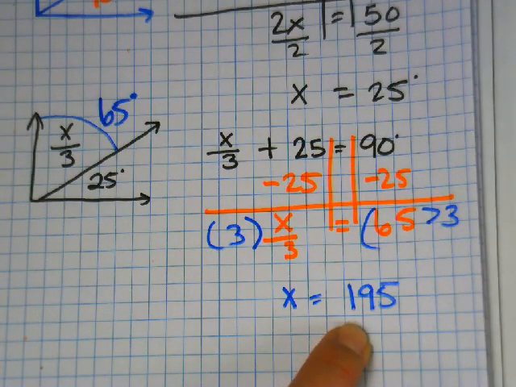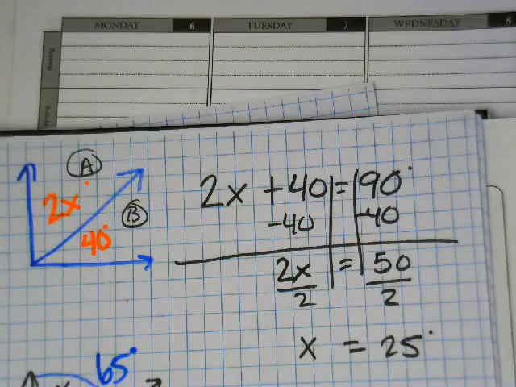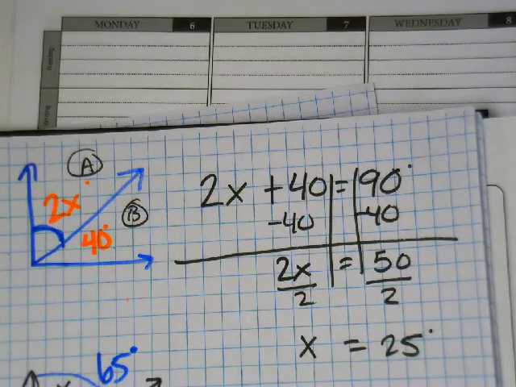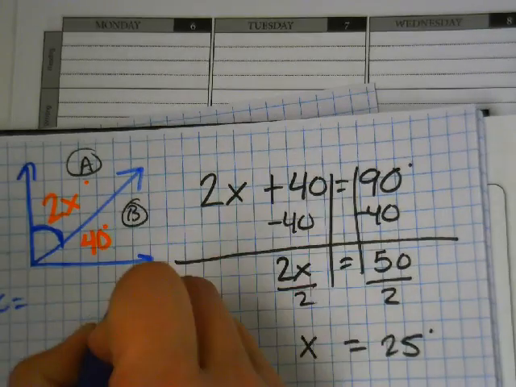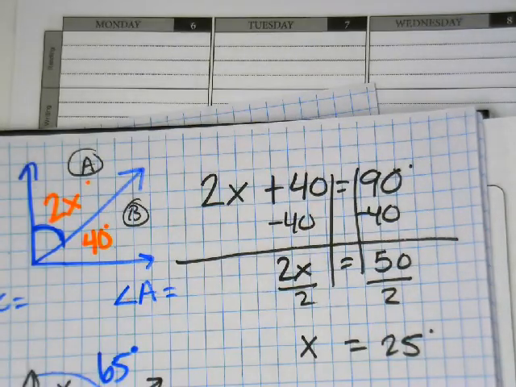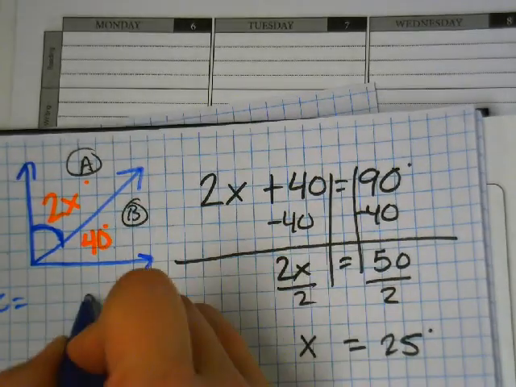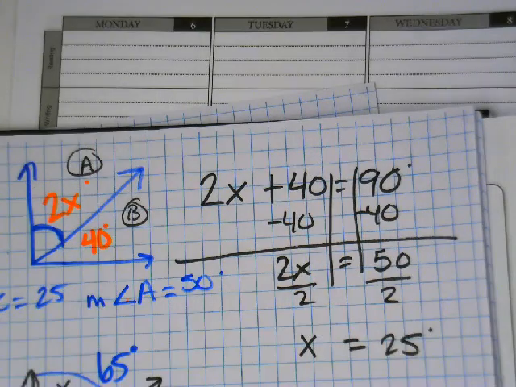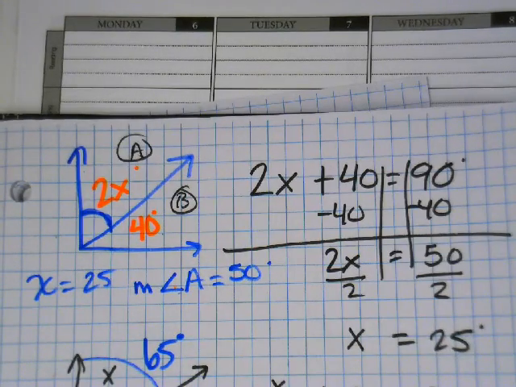So technically, I could ask you two questions. For this one, let's go back to this one. What does the angle measure here? Oh, I get it now. The angle measures 50. What does x equal? 25. So there's two questions in this problem. What does x equal? And what is the measure of angle A? So if this is A, the measure of angle A is 50 degrees. What does x equal? 25. So there's two different things going on: x and then the measure of the angle.